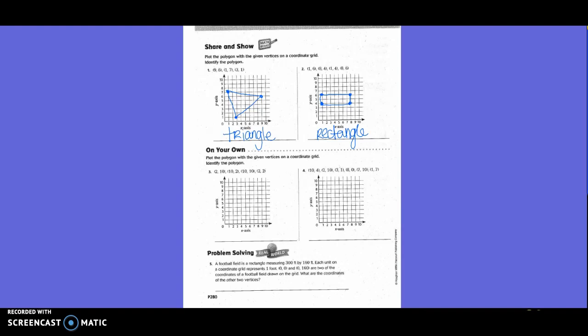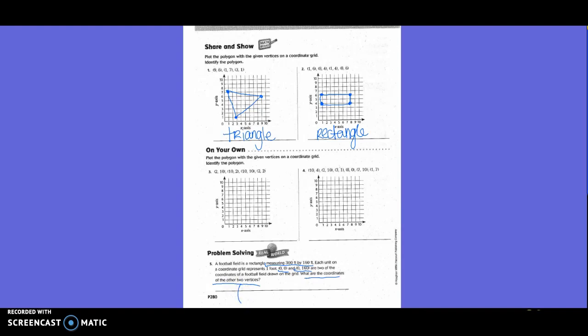A football field is a rectangle measuring 300 feet by 160 feet. Each unit on a coordinate grid represents 1 foot. 0, 0 and 0, 160 are 2 of the coordinates of a football field drawn on the grid. What are the coordinates of the other 2 vertices? So, what is it measuring? 300 feet by 160 feet. One of the coordinates is already 0, 0. One is already 0, 160. And they want to know the coordinates of the other 2 vertices.